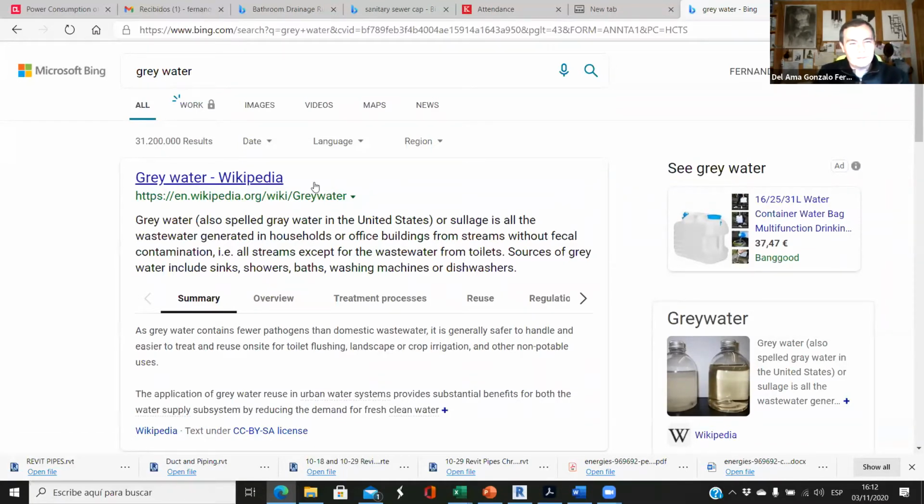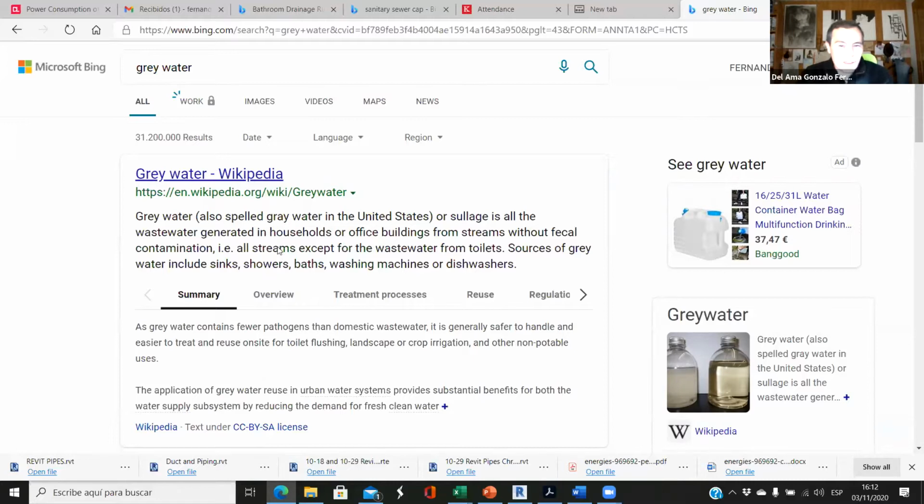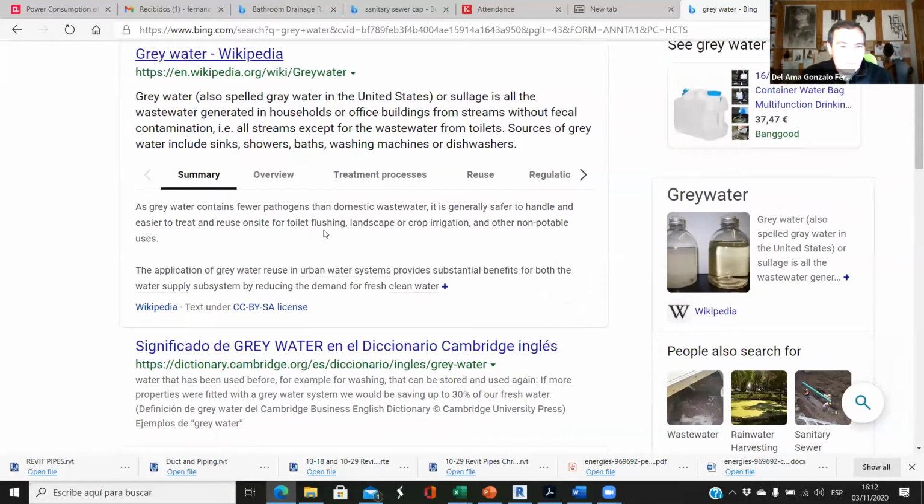Again, this is water that we cannot drink, for sure. We cannot even treat this water for human use, so we cannot be in contact with this water even if we treat it. But we can use this water for toilet flushing, landscape or crop irrigation, and other non-potable uses. So this is something that we have to take into account.